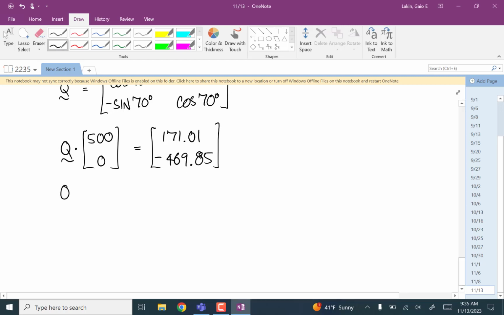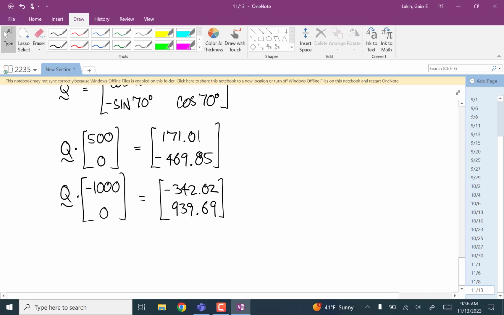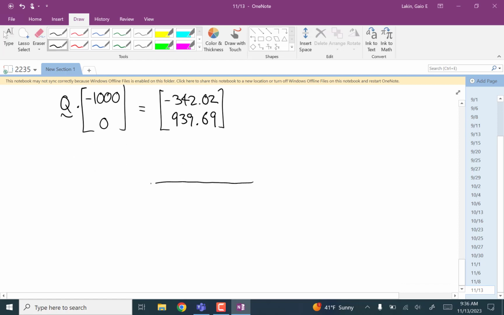And then at the middle, we had a force of negative 1,000, 0. And that came out to negative 342.02, positive 939.69. And so now we can represent this beam in the orientation we're used to.